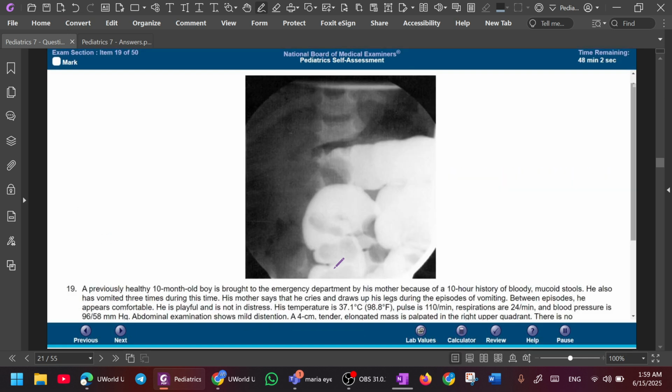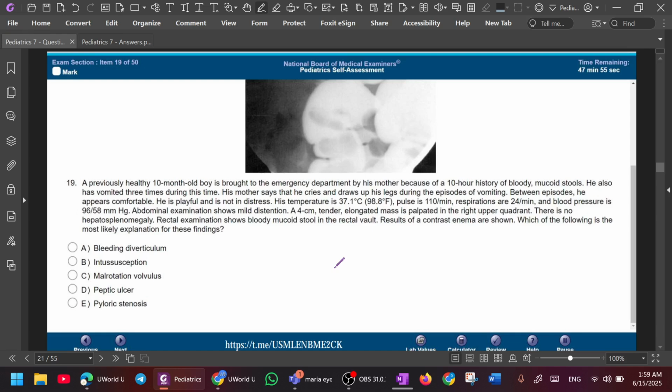Okay. What is this? A previously healthy 10-month-old boy is brought to the emergency department by his mother because of a 10-hour history of bloody mucoid stool. He also had vomited 3 times during that time. His mother says that he cries and draws his legs up during the episodes. Between episodes, he appears comfortable. He is playful. He is not distressed.